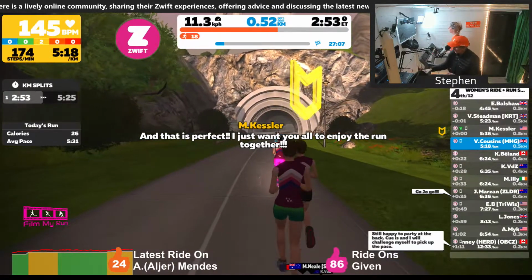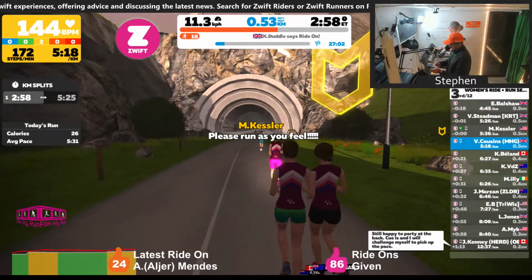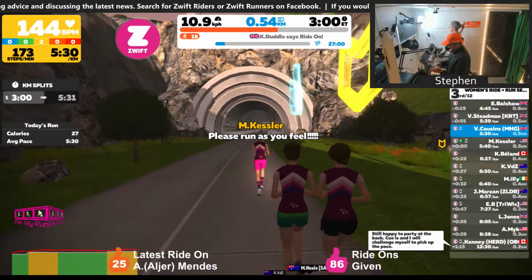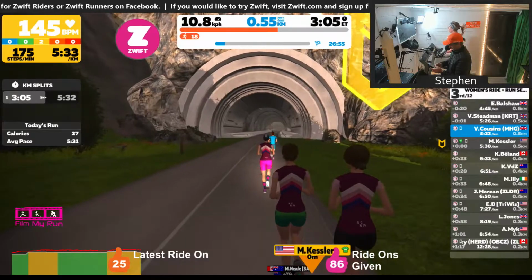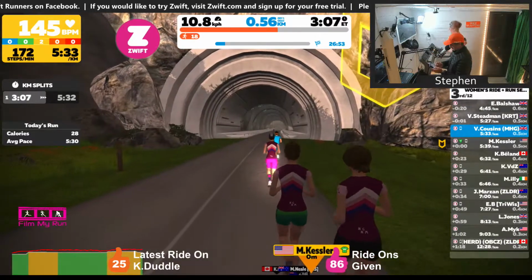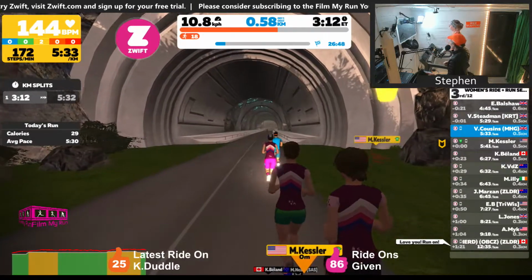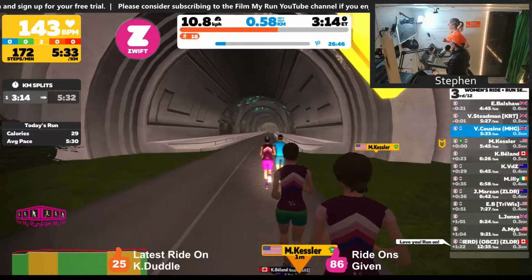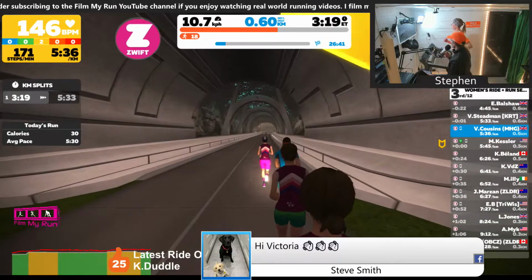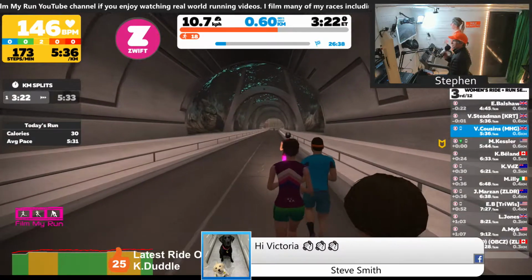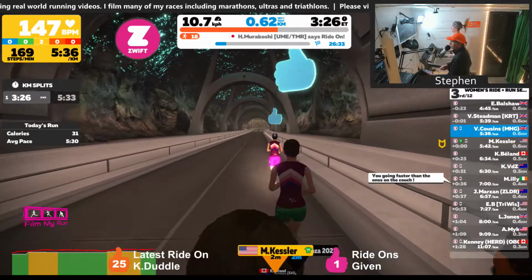Oh, hang on, yeah, we can have a look. So we're just going to have a look at who else is running. Well, it's being led by Meredith Kessler, who is a triathlete, not somebody I know particularly well. We'll drop her a ride on, though. Steve Smith says, hi, Victoria. And Stephen Smith says, good evening, Victoria and Stephen and all.